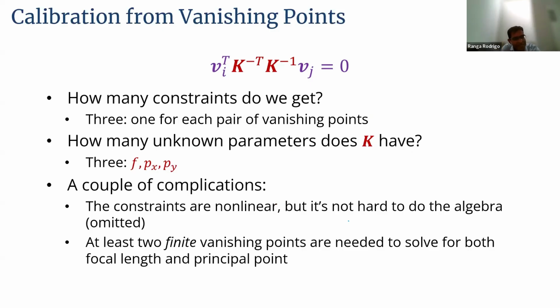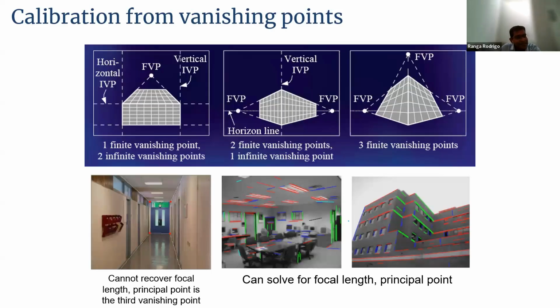A couple of complications. The constraints are non-linear, but it is not hard to do the algebra. At least 2 finite vanishing points are required to solve for both the focal length and the principal point. This can be solved if you have 2 finite vanishing points or 3 finite vanishing points. In this case, it cannot be solved. But in this case and in this case, it can be solved.